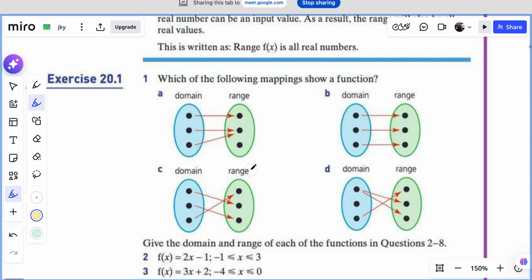2x minus 5. This will be our composite function, which is fg of x. Our fg of x is 2x minus 5.